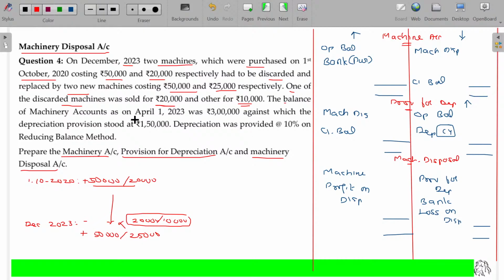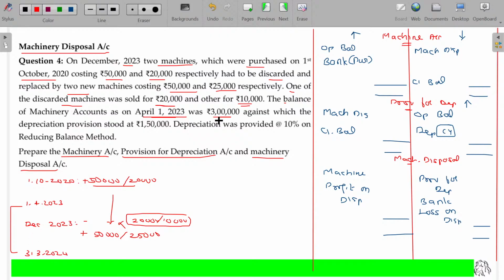The balance of the machine account as on 1st April 2023 was 3 lakhs. So we have to prepare for the period up to 31st March 2024. We found out which year's account we are going to prepare. The transaction happens in December 2023 and we have been given the balances on 1/4/2023. So from 1/4/2023 to 31st March 2024 is the period for which we have to prepare the account.